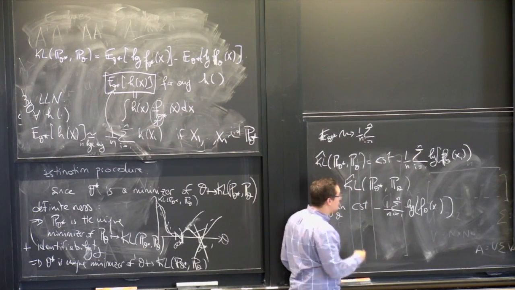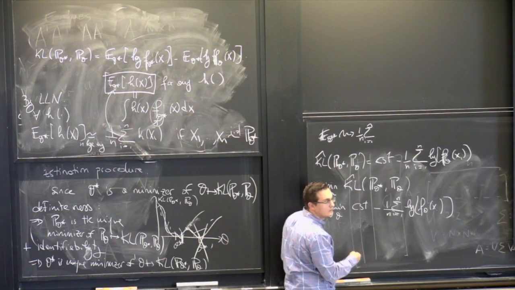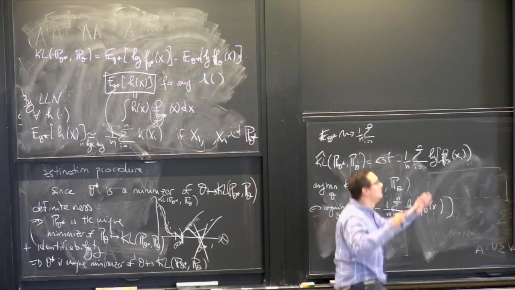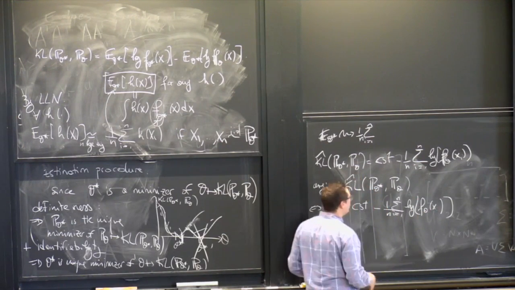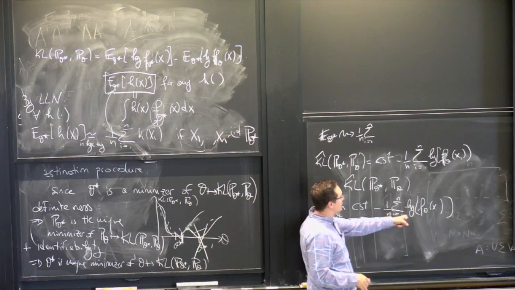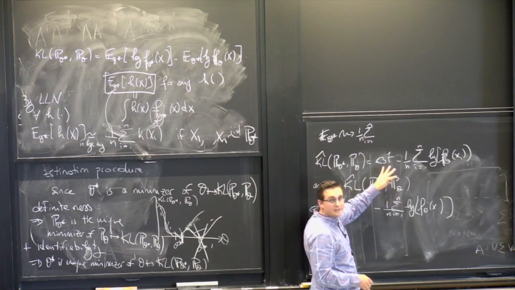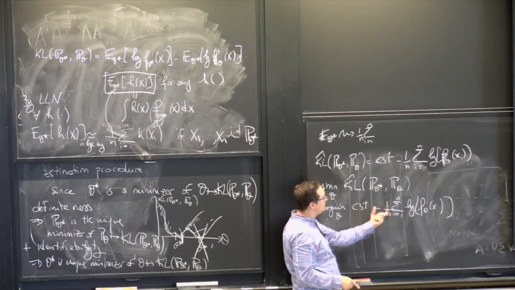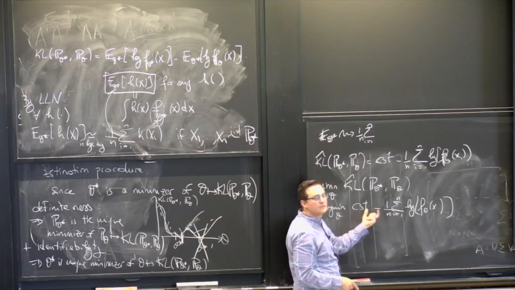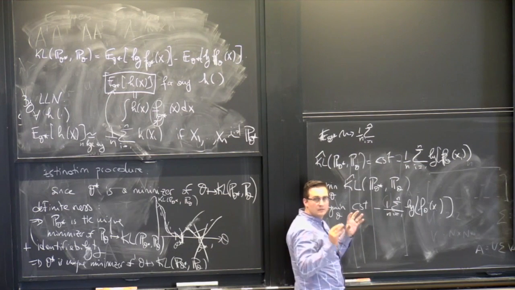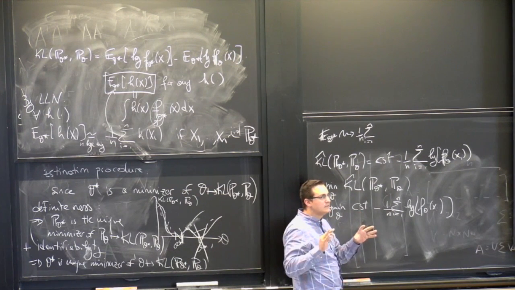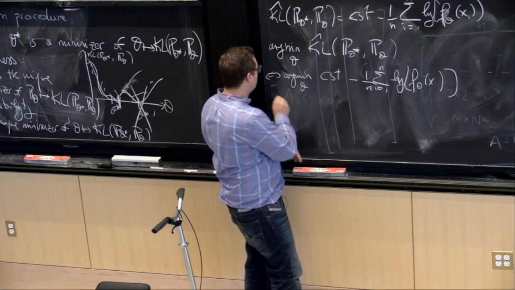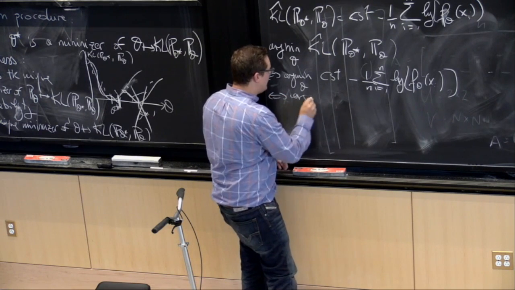Okay? So that's minimizing this average, right? I just plugged in the definition of KL hat. Now I claim that taking the argmin of a constant plus a function or the argmin of the function is the same thing. Is anybody not comfortable with this idea? Okay. So this is the same.